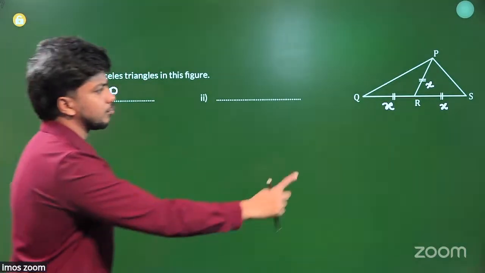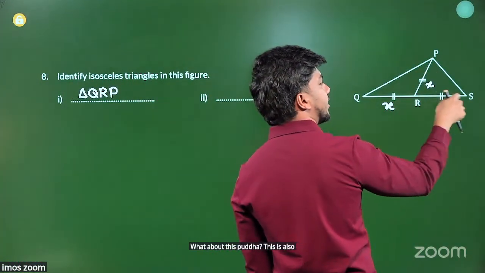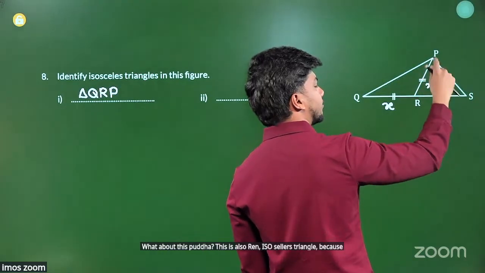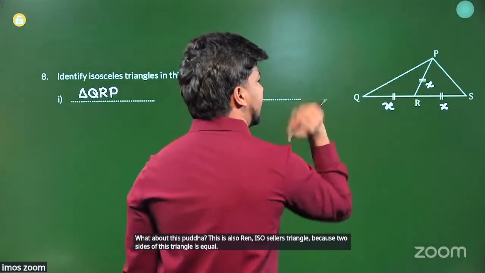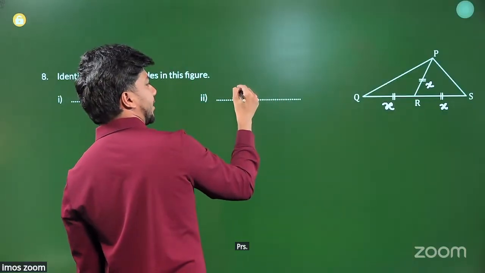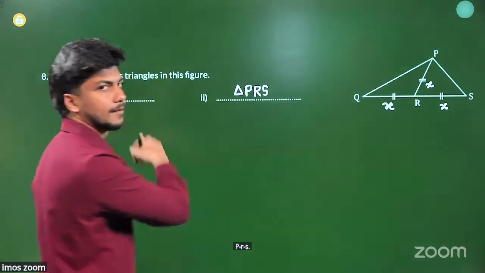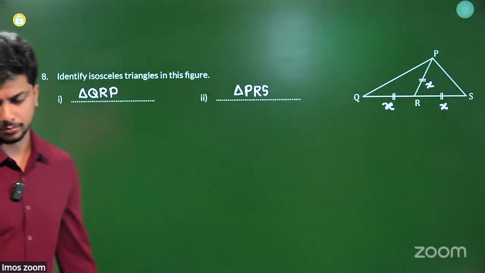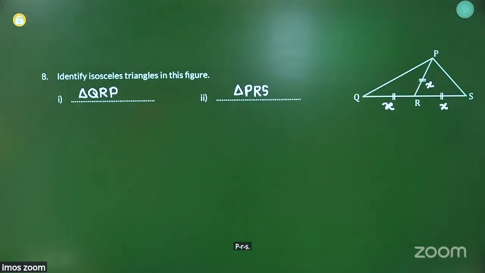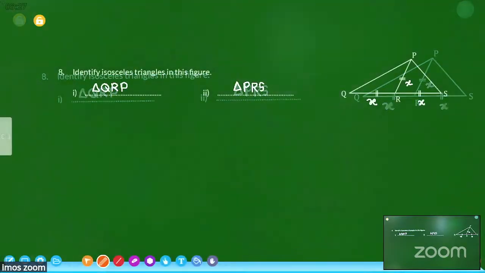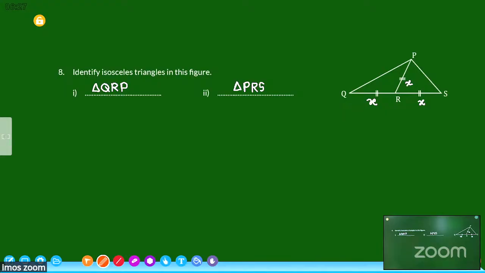What about this, Putha? This is also an isosceles triangle because two sides of this triangle are equal. PRS. So triangle PRS. Can you understand? Yes or no? Tell me.